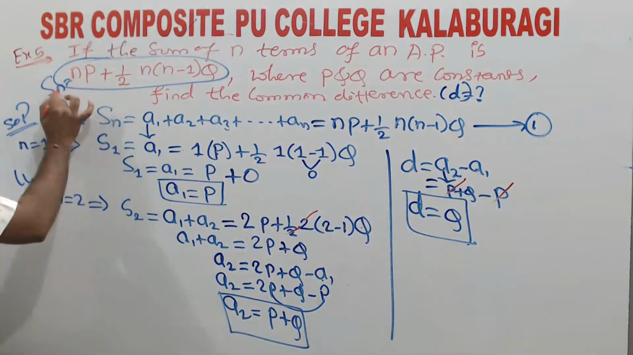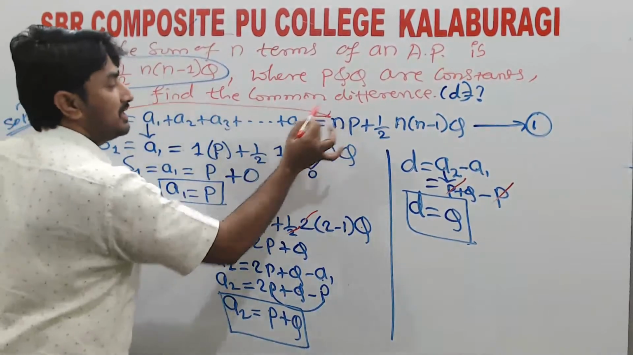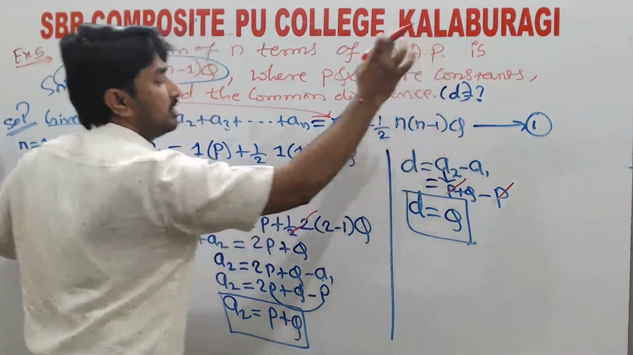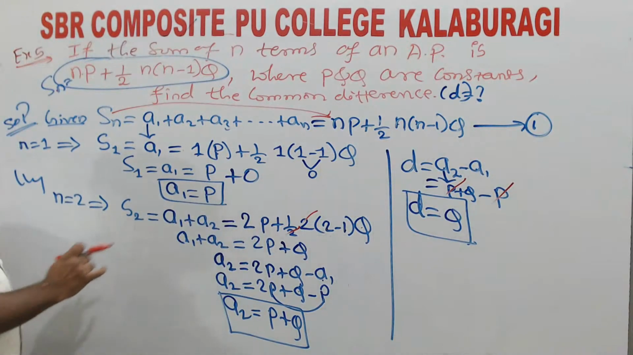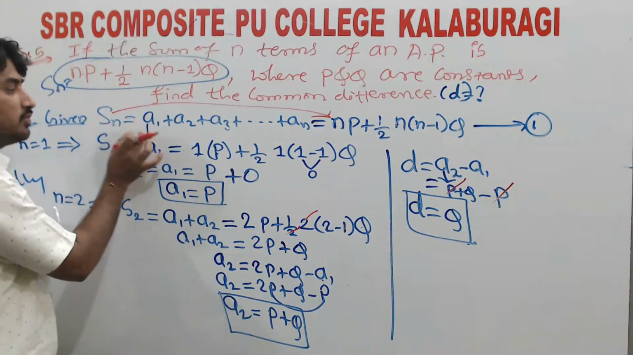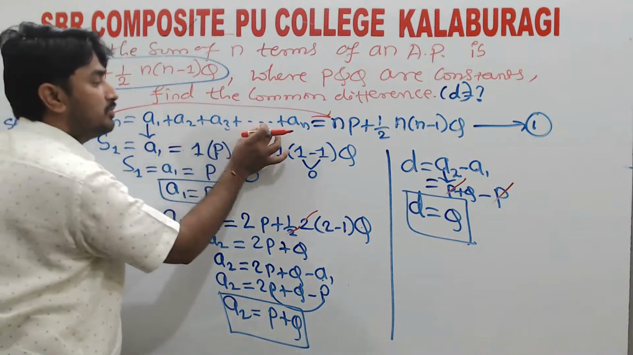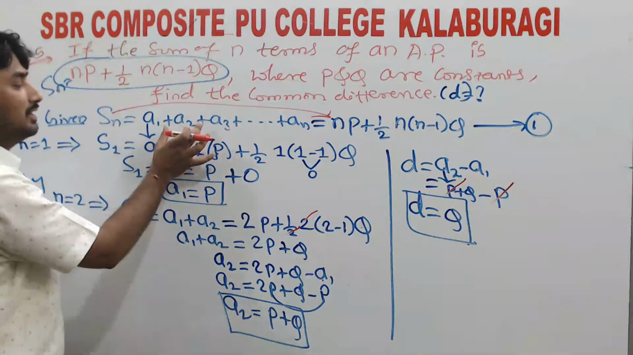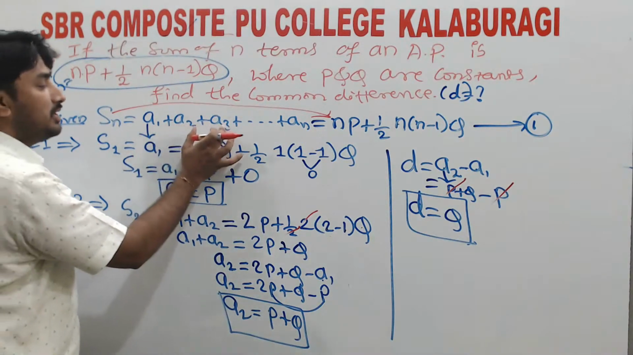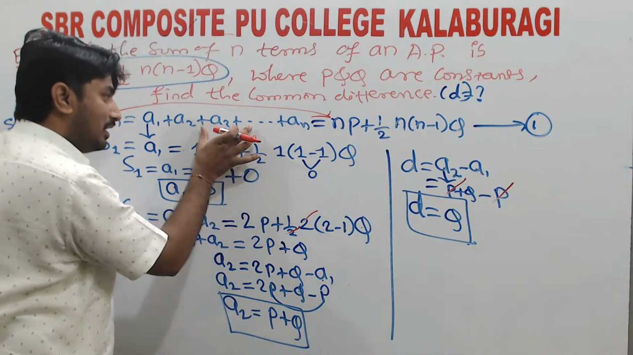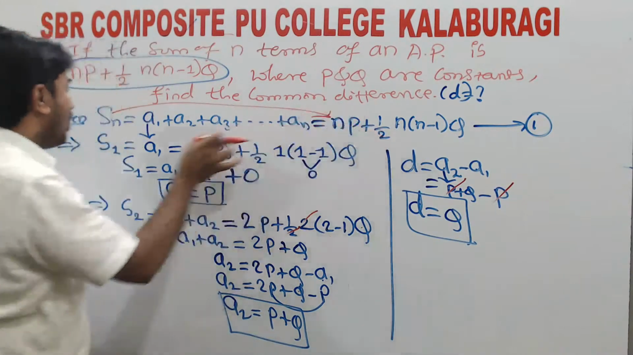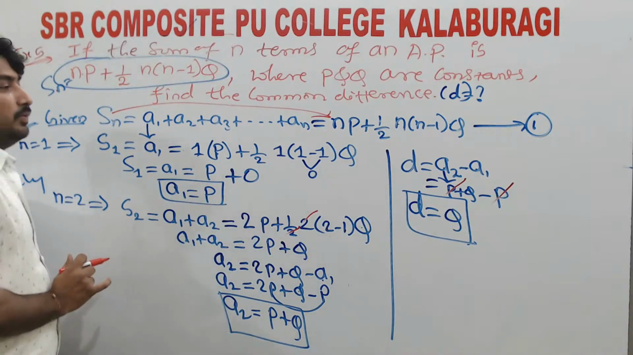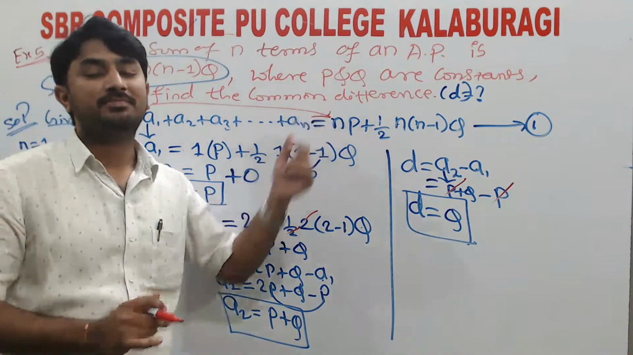What is given? Sn is equal to np plus 1 by 2 n into n minus 1 into q, as it is. Here the sum of terms Sn is the sum of the first, second, third, up to so on An terms. So that's why I'm writing here A1, A2, A3 up to so on An. Either A1 plus A2 plus A3 terms equal to, or Sn equal to; you can take both, the terms are the same. So here we want to find the common difference, which means what?